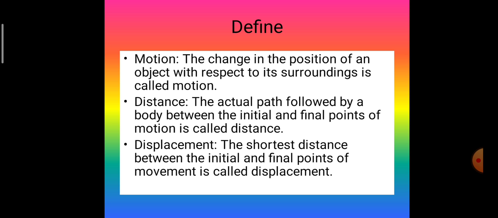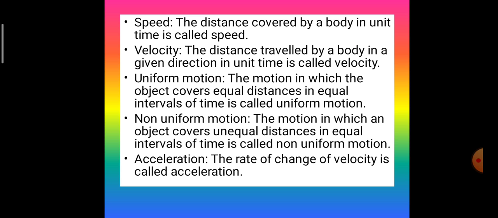Displacement: shortest distance between initial and final points of movement. Speed: distance covered by a body in unit time. Velocity: distance traveled by a body in a given direction in unit time. Uniform motion: the motion in which the object covers equal distances in equal intervals of time.